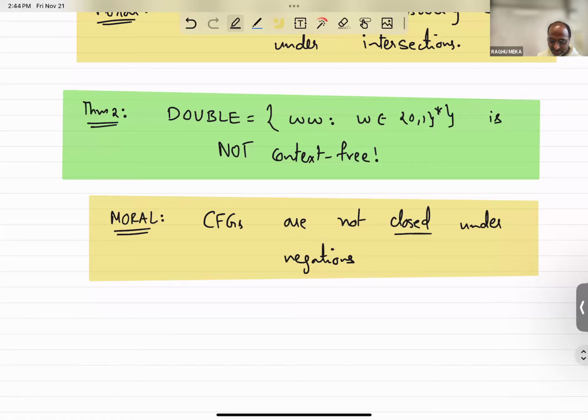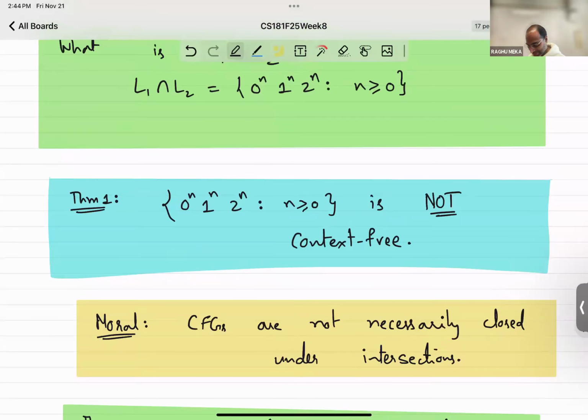And if you want to dig in, you can check that the complement of 0 to the n, 1 to the n, 2 to the n is still context-free. It's only this one that's not context-free. That also turns out to be true. You have to write down maybe 10, 20 cases and prove it, but let's not do that.